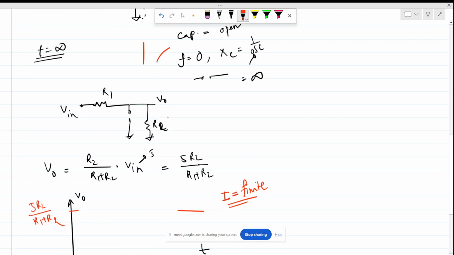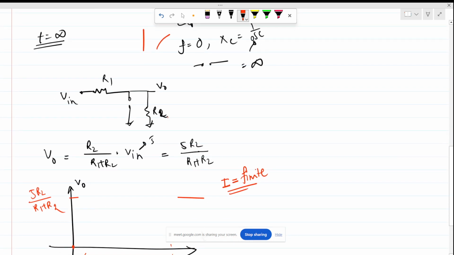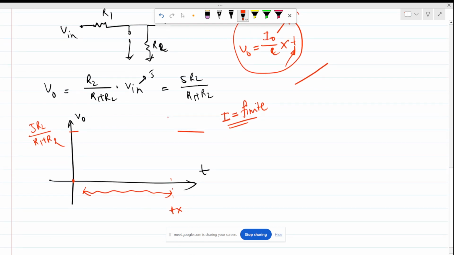We know that if the current becomes constant, then the V out will be like this. So this becomes a linear waveform, right? If t increases, the V out also increases. In this case, this is not possible, because the current through each branch is changing with respect to time. So basically, the waveform will be exponential here.